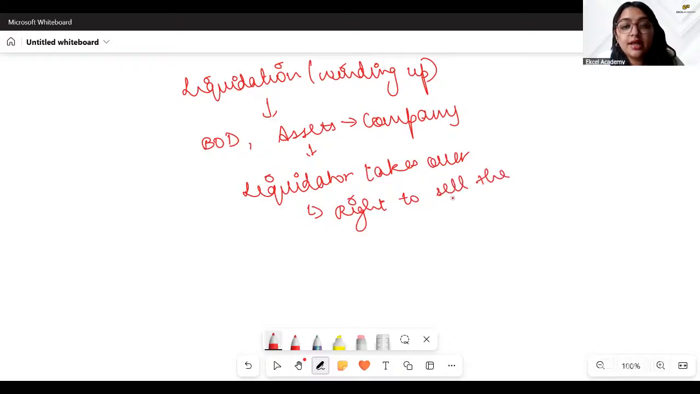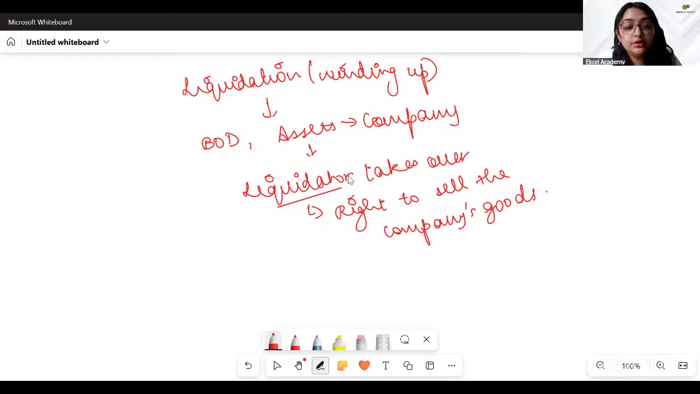They will have a right to sell the company's goods. So this is exactly what is meant by the seller not having the ownership but still having an authority to sell the goods. A liquidator is someone who takes over the responsibility and makes sure that all of the assets are realized, all of the liabilities are paid off before the company is actually dissolved.